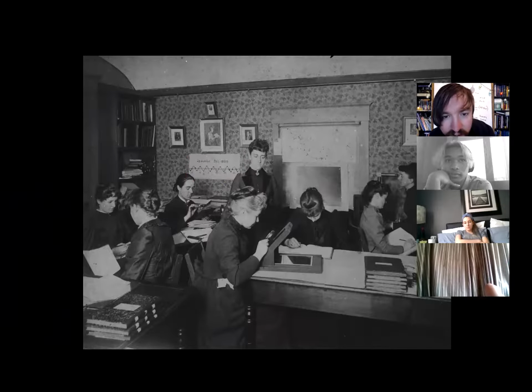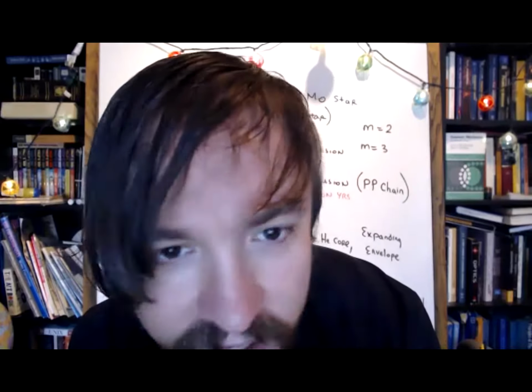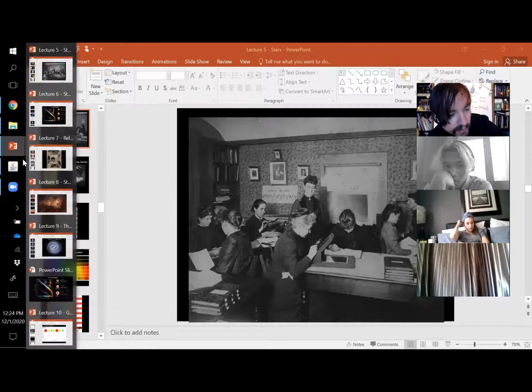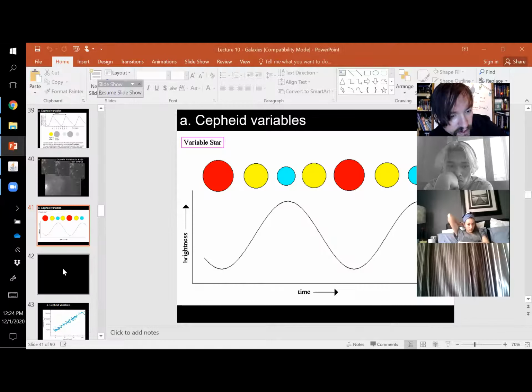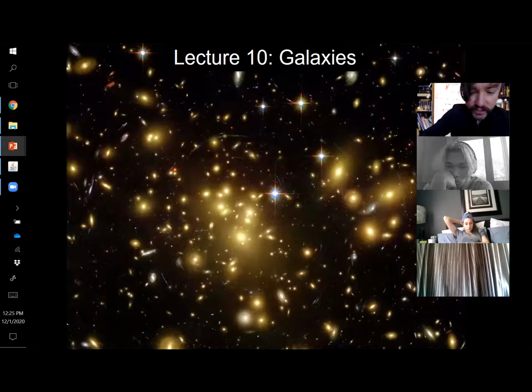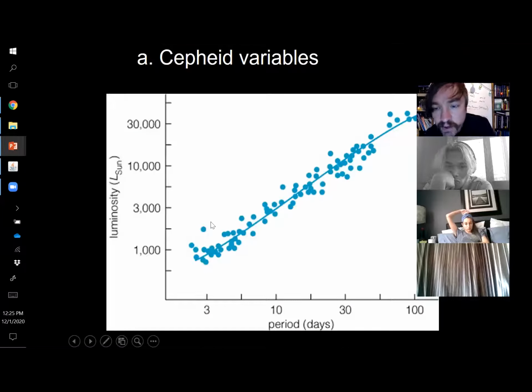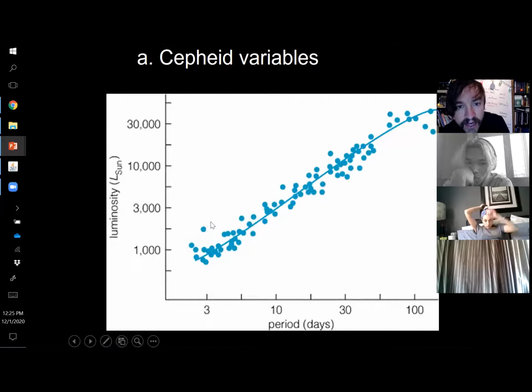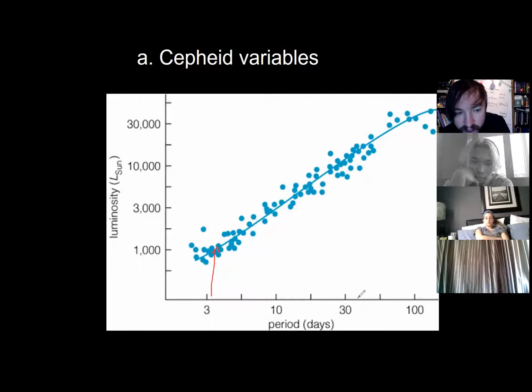So she's measuring the period of pulsation of a bunch of different variable stars, right? And then what she did, the brilliant thing she did, was she made a famous plot that you guys are going to recreate today called the period-luminosity relationship. She discovered that it wasn't random, but that depending on what the period of your star was, stars with longer periods of pulsation tended to be intrinsically more luminous.